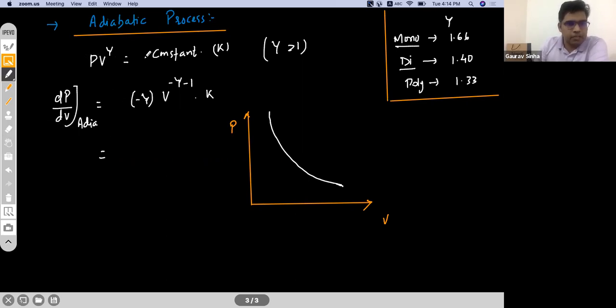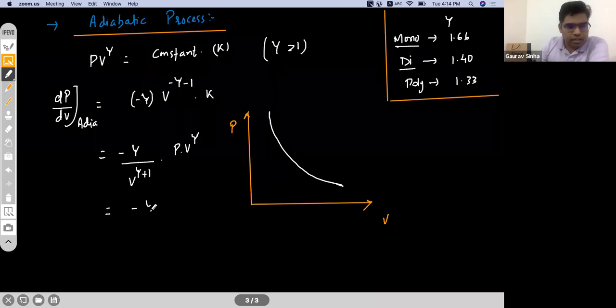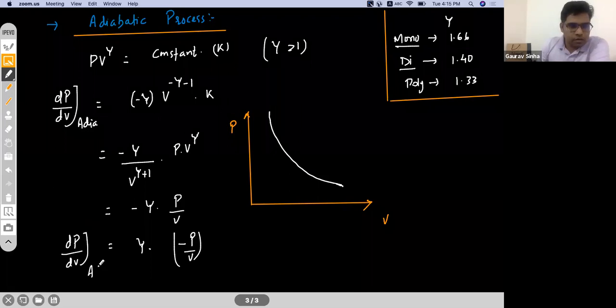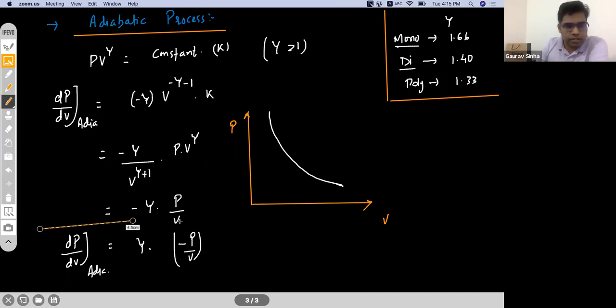Because P is what, you see? P is K by V to the power gamma. You differentiate, you'll get this. So minus gamma V to the power gamma plus 1 into K, where K is PV to the power gamma. So V to the power gamma will get cancelled. So minus gamma into P by V we have. So what is minus P by V? Gamma into minus P by V. If you look at the previous expression of slope, right? Adiabatic dP by dV for adiabatic process, the slope is this.